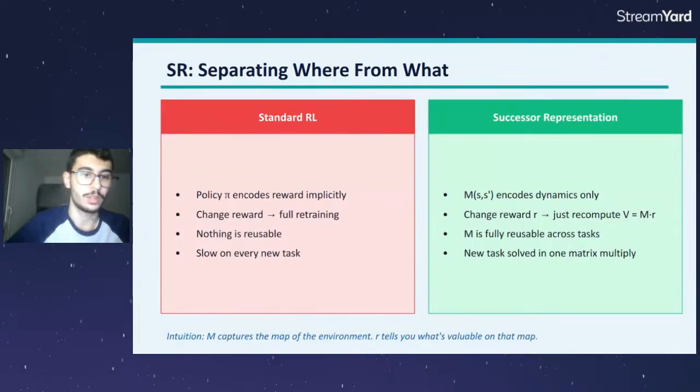So yeah, in standard RL, nothing is reusable. We need to train the whole thing, and it's very slow because we do this for every single task. Whereas with successor representations, the M that we train is fully reusable across tasks because it's only dependent on the environment, and a new task is solved by doing one matrix multiplication.